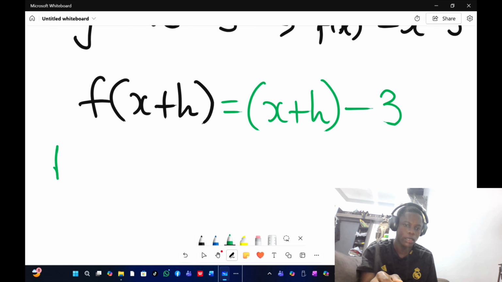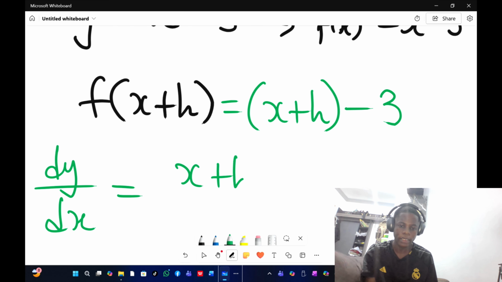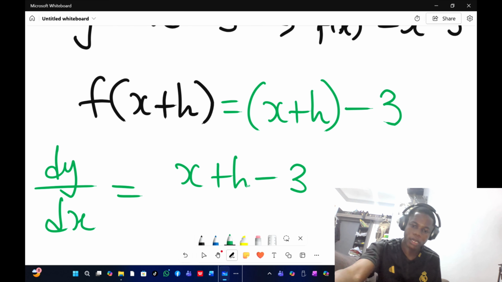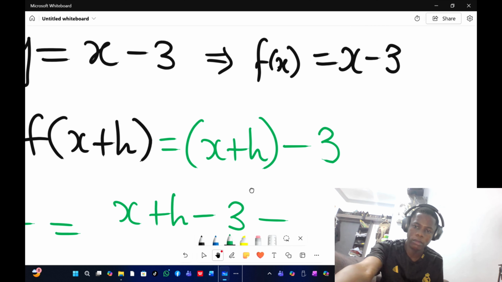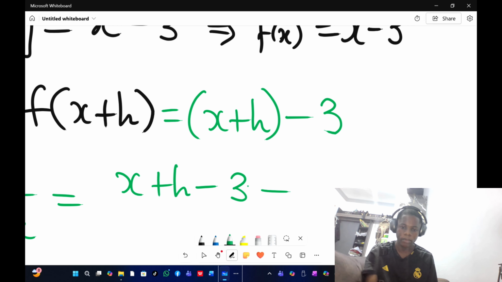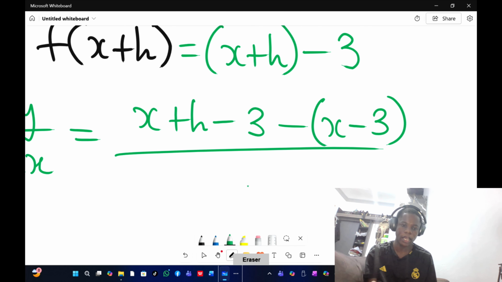So we can now substitute. We are going to get dy/dx, which is now equal to our f of x plus h, which is x plus h minus 3. Then minus the original one. Because the terms are two, it's not just one term, you have to put them in bracket. So minus the original one, which is x minus 3. So we have f of x plus h minus f of x, all divided by h.